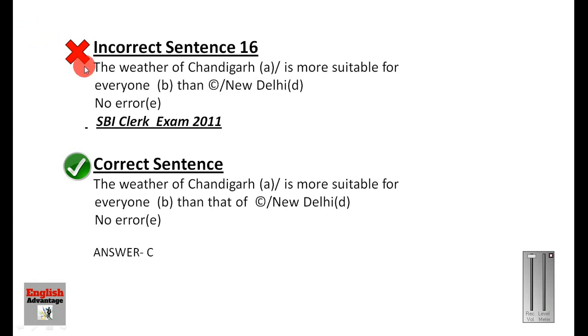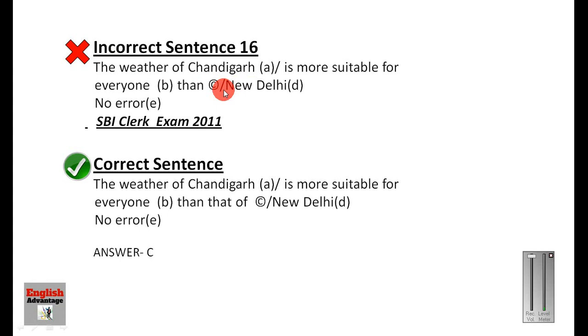Now let us see the next question. The weather of Chandigarh is more suitable for everyone than New Delhi. Now with this, we compare two things. But remember one thing: we compare two things of the equal level. Here we are comparing the weather of Chandigarh with New Delhi. We have to compare the weather of Chandigarh with the weather of New Delhi. So to indicate that, we have to put something here.